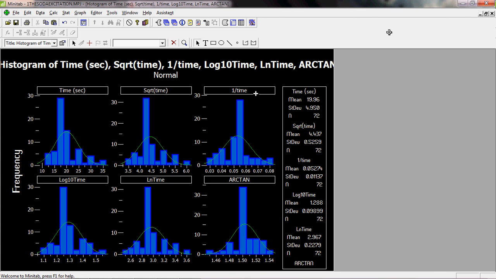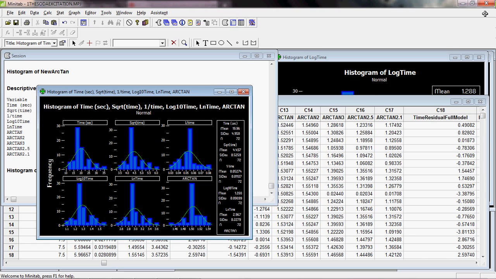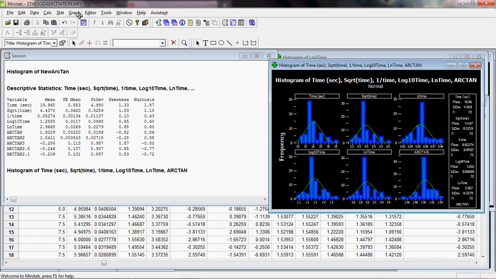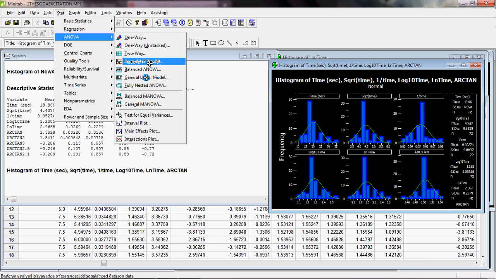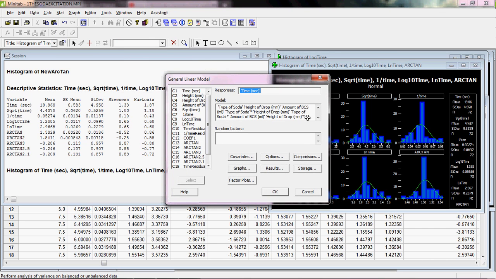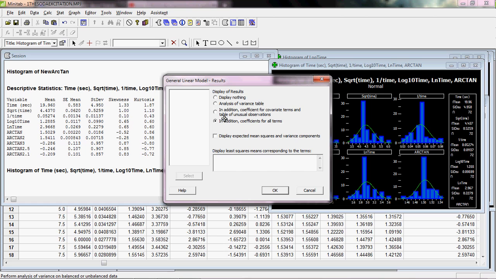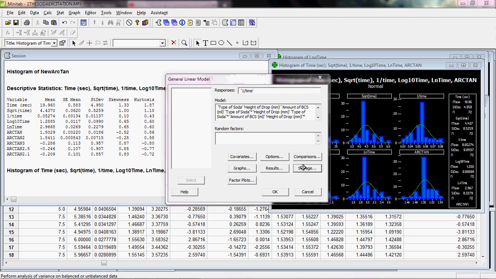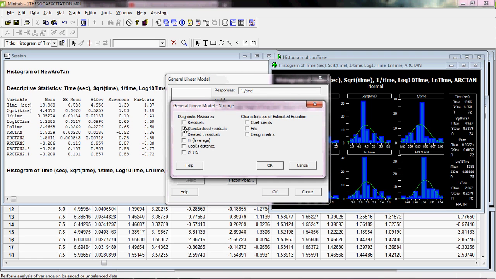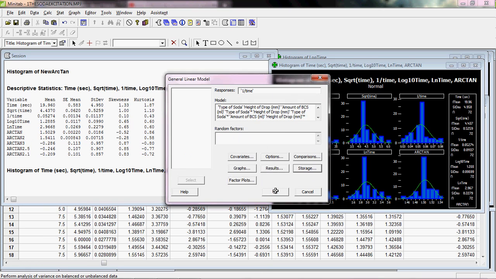So the next step is to use this in your general linear model and then see how that fixes things. So ANOVA, general linear model. I don't want to change any of the model. I want all of this to stay the same. I really just want to change the response from time to 1 on time. I don't really need the coefficients for the terms in this case, but I do want the analysis of variance table and the storage. I want to store these standardised residuals again so I can do some more tests on those if I want to. Okay.